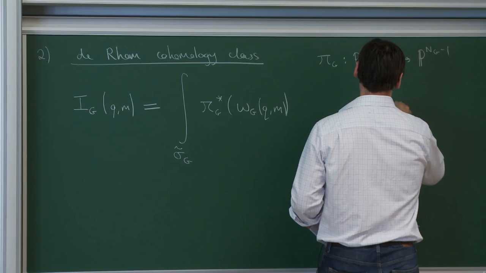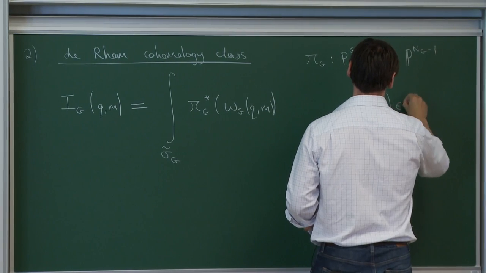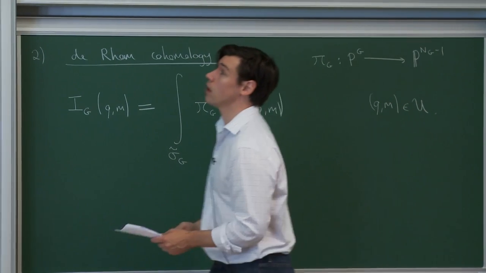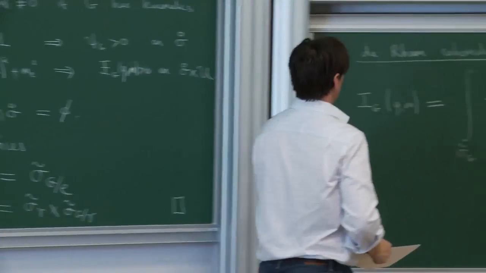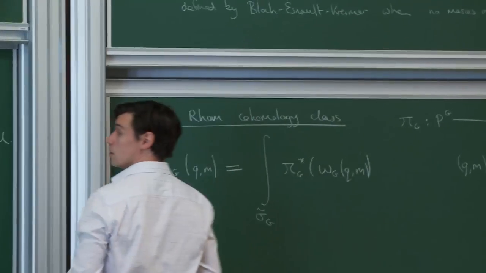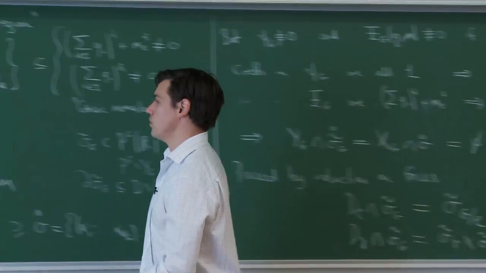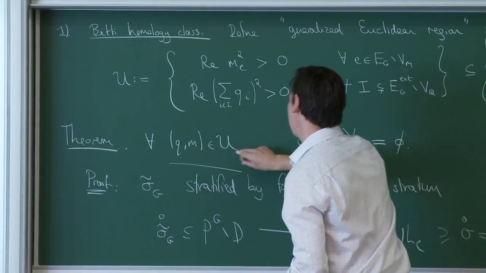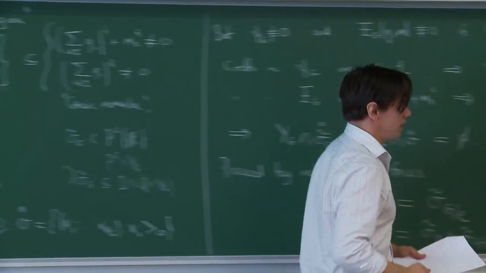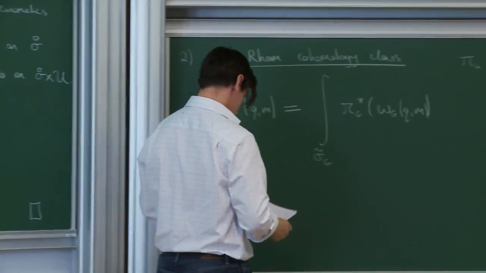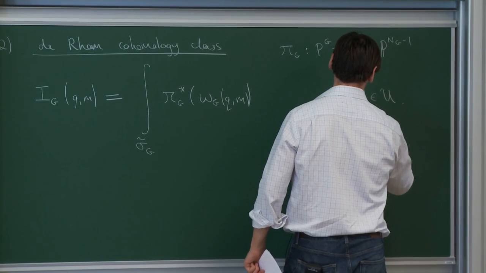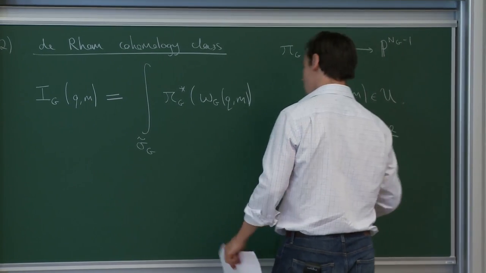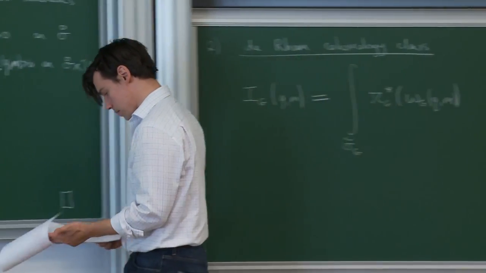And we're going to take Q and M in this subspace of generalized kinematics, the generalized Euclidean region. So this is also always conditional. It's written here, I said very clearly that this depends on the fact that we're in the generalized Euclidean region. But still, this integral can still diverge, and that's the whole problem of renormalization.